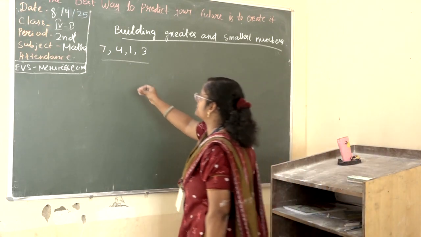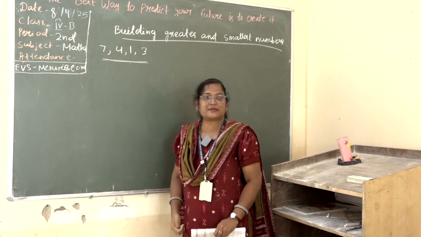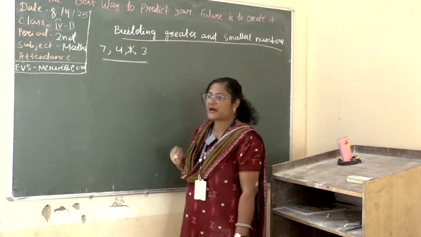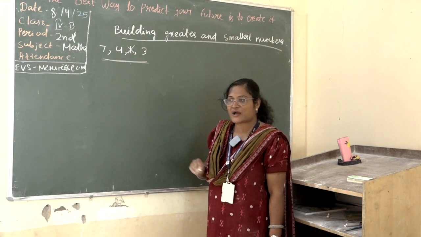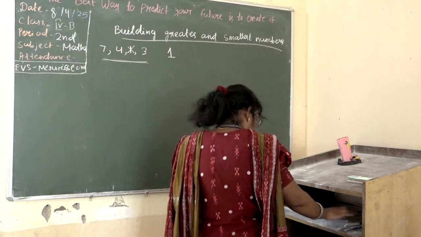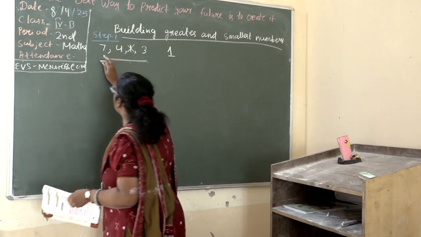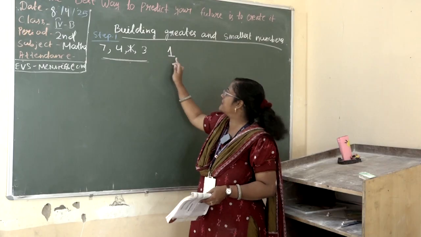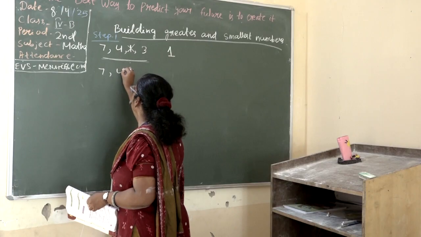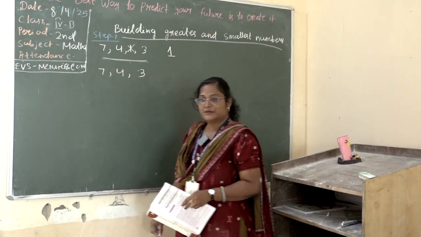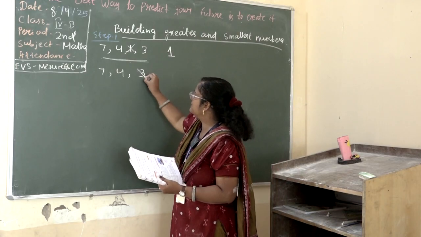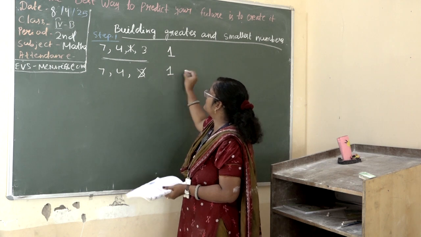Okay, so here, see. Which is the smallest number here? The 4-digit number I gave you. 1. So first we will cross this one. First step: cross this one and write 1 here. Next, what are the numbers? 7, 4, 3. Now which is the smallest number here? 3. Now you have to cross this 3 and write here 1, 3.